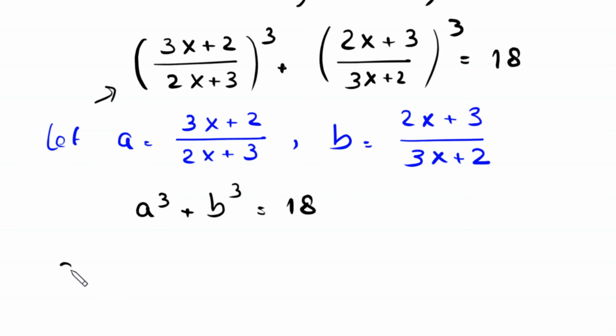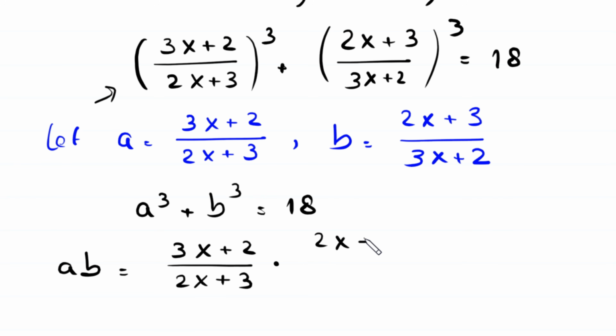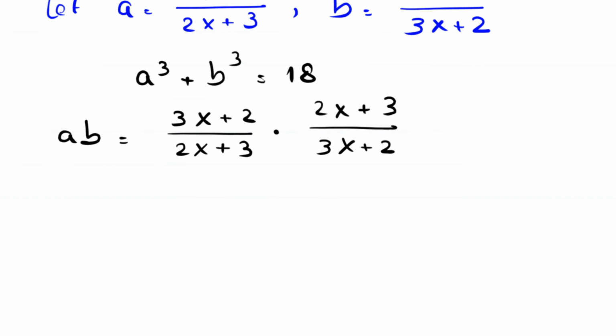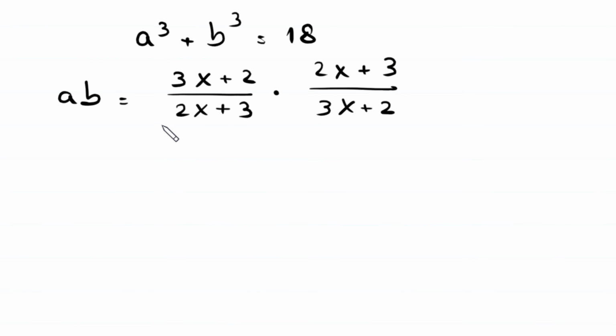and if we multiply these two expressions, this will become a times b equal to (3x + 2)/(2x + 3) times (2x + 3)/(3x + 2). Now this 2x + 3 will be cancelled out, and this 3x + 2 will be cancelled out, and here we are left with 1. The equation will become a times b equal to 1.